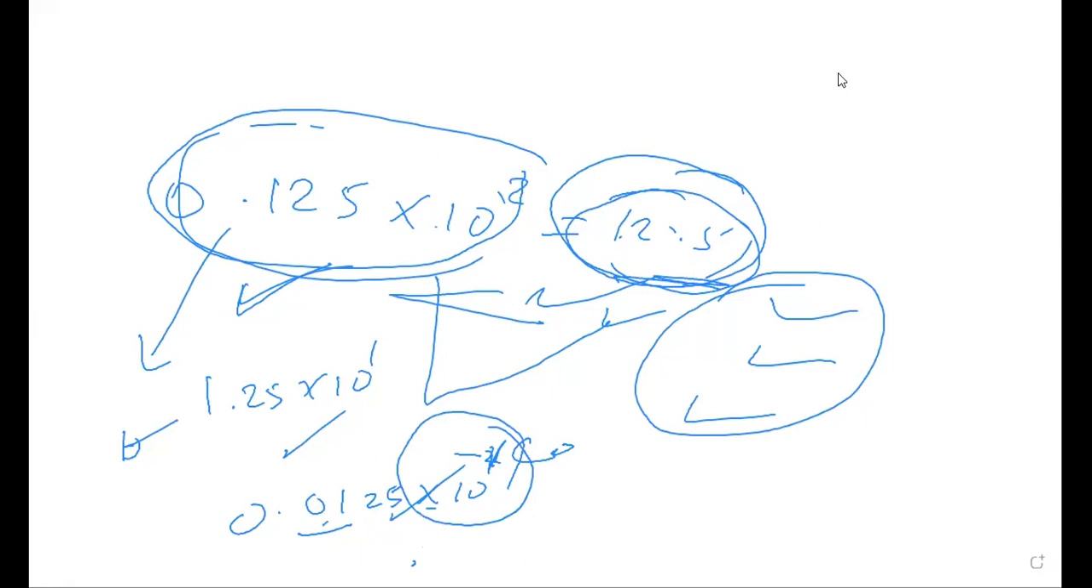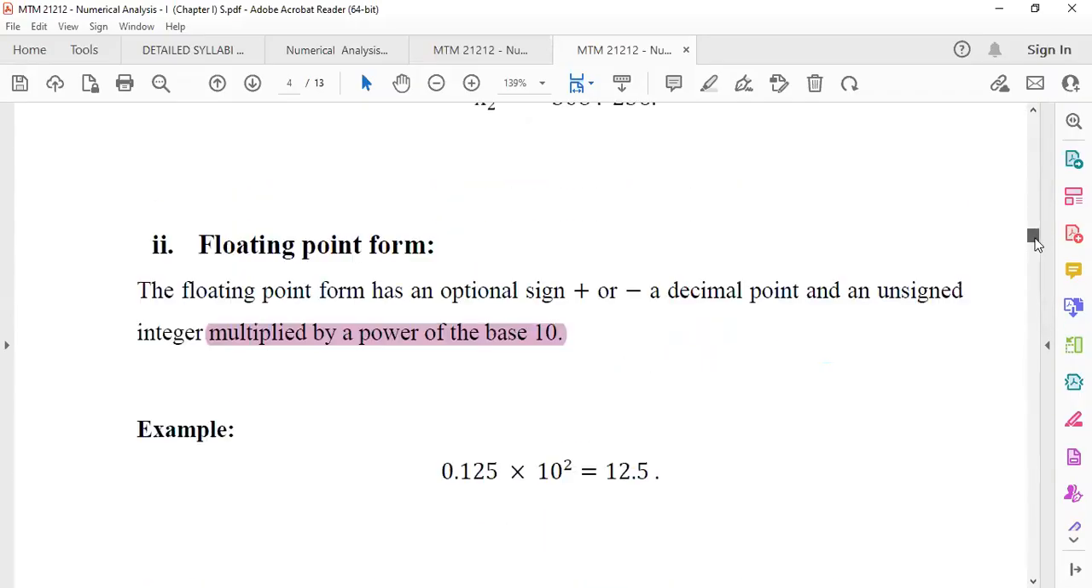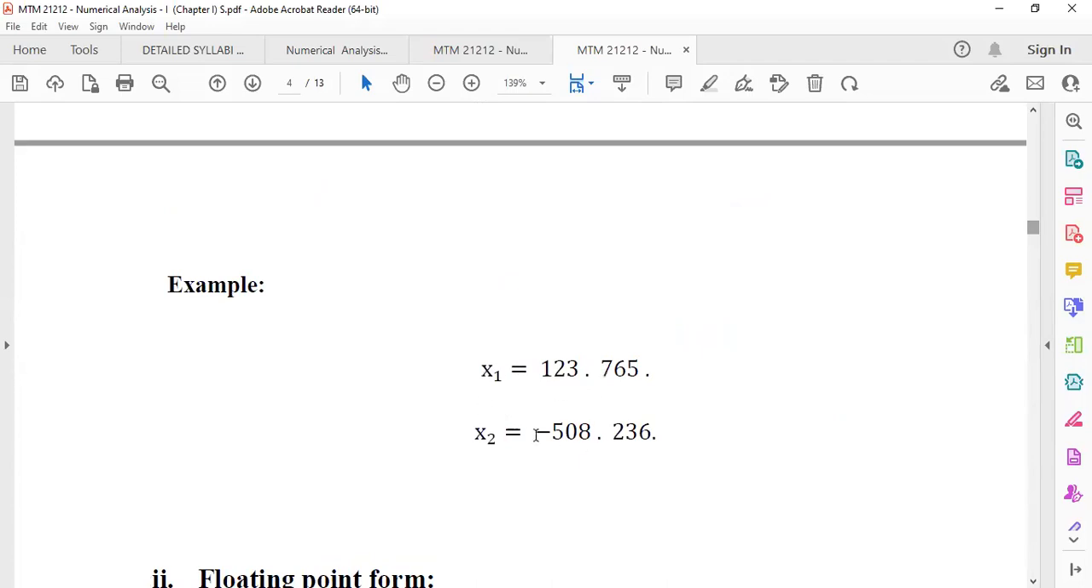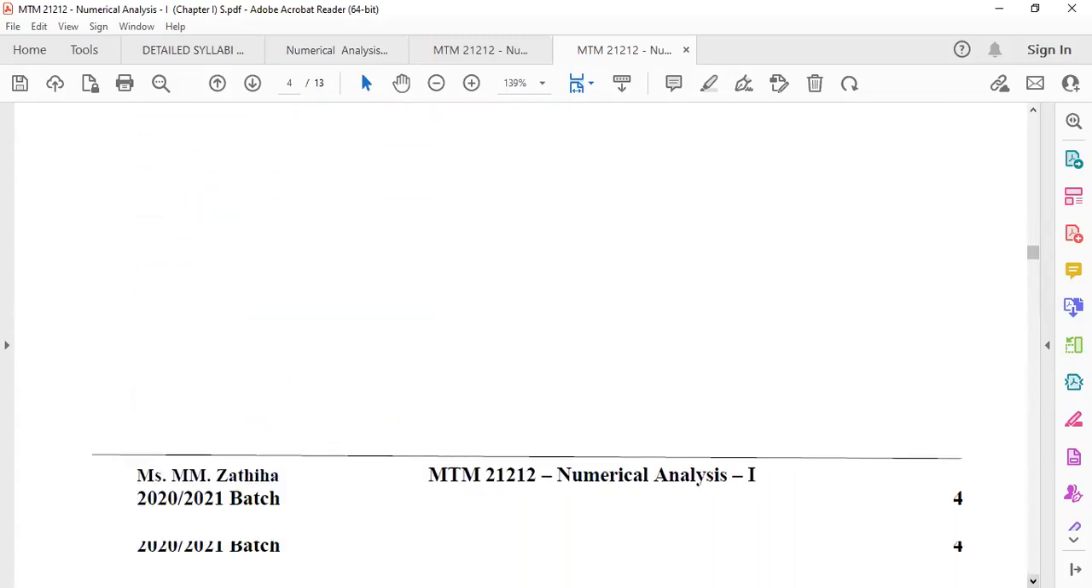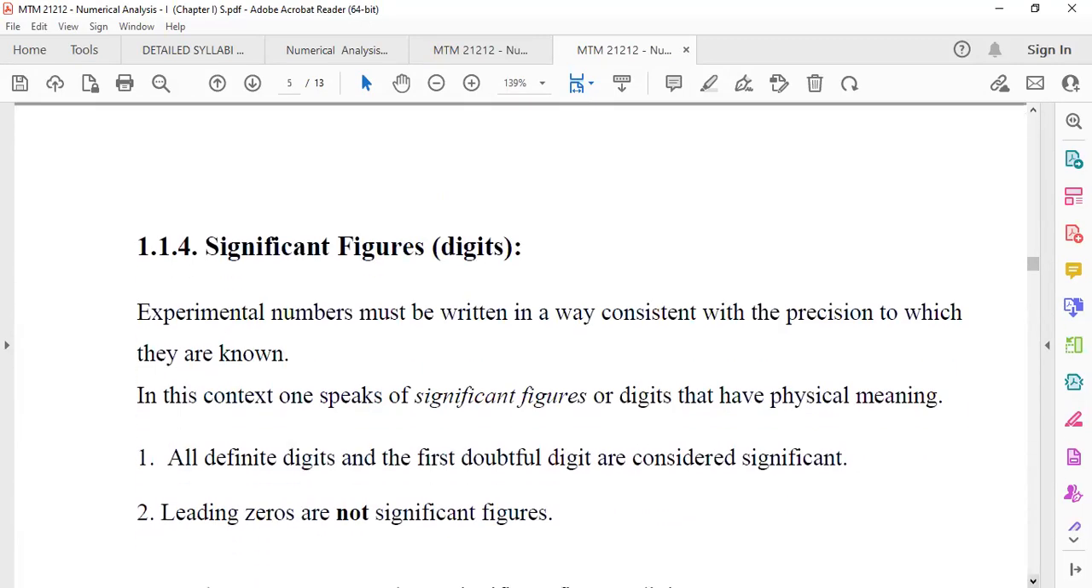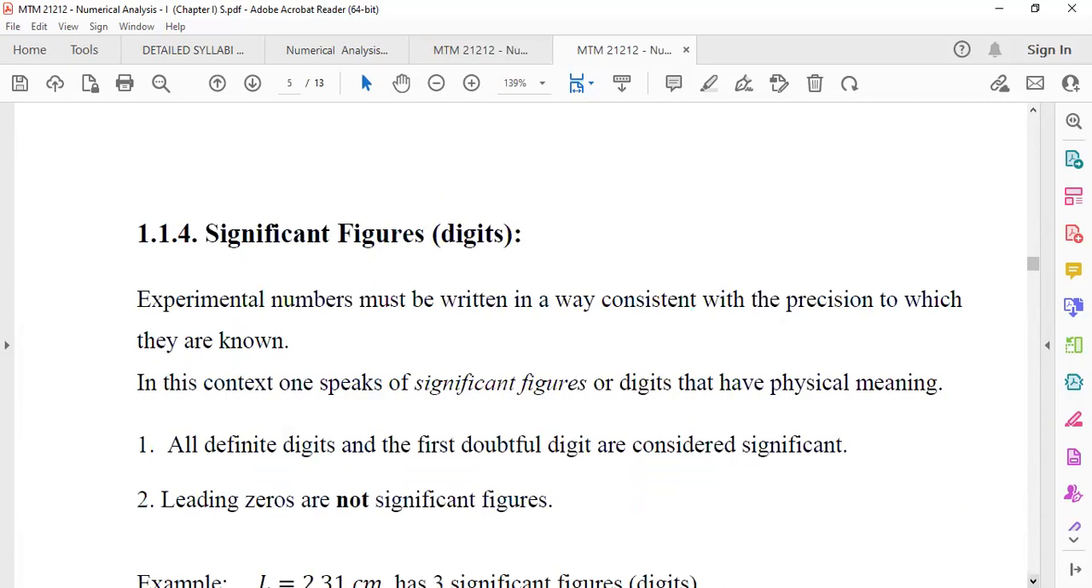So you just need to know how to represent these numbers in different ways. One is the fixed point number. This is an example of a fixed point number. It has the integer part, decimal point, and fractional part. Similarly, the floating point can be written as an unsigned integer multiplied by a power of 10. That's all you have to keep in mind. Okay, now let's go to the next section.